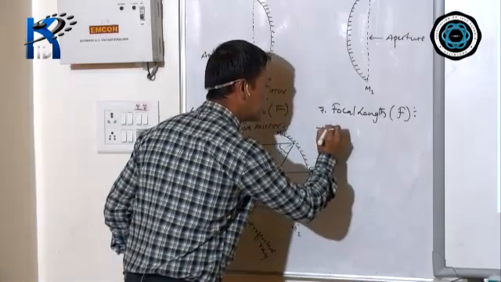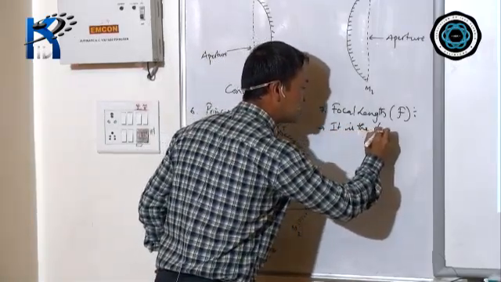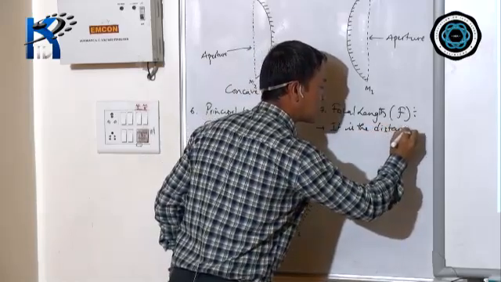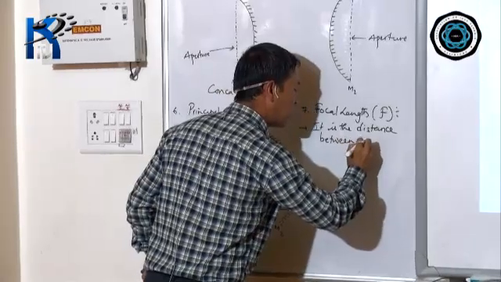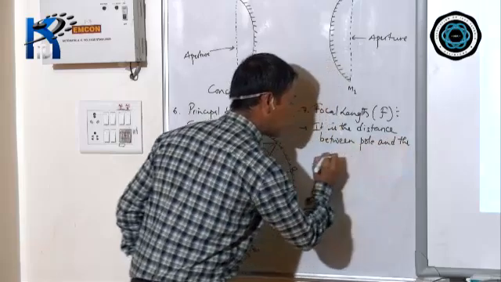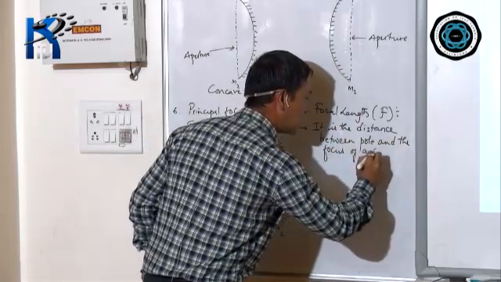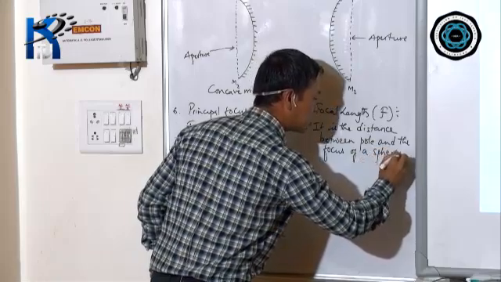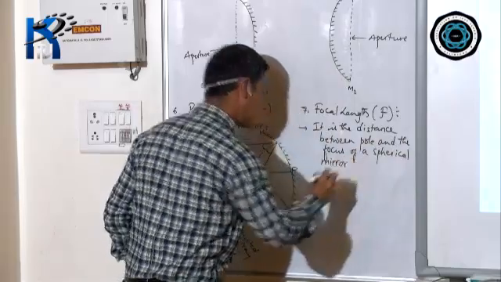So let me even write the definition of focal length. This is the distance between the pole and the focus of a what mirror? Spherical mirror. That means it is true for concave mirror and convex mirror.